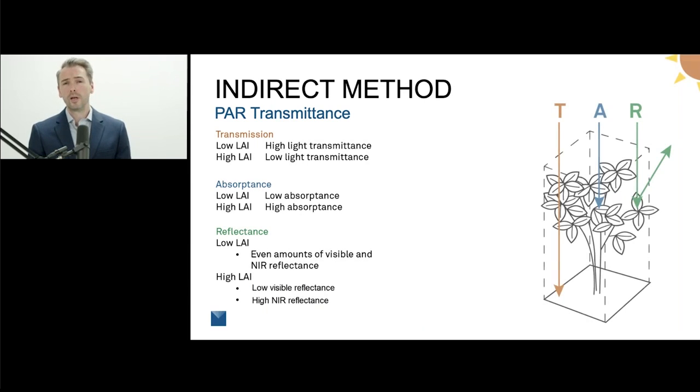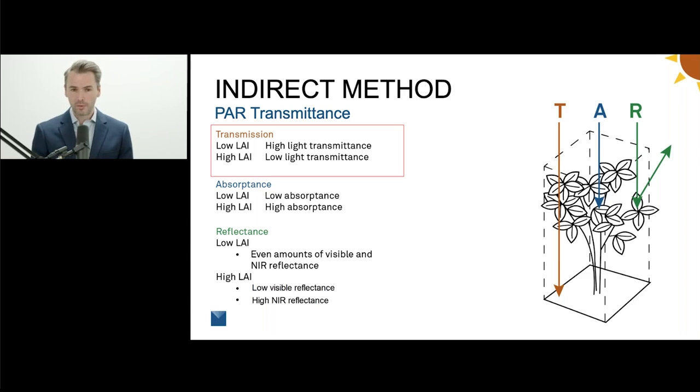Okay, so hemispherical photography is an example of a below canopy measurement that's using transmitted light, but I want to talk specifically about another method that you use below canopy that, rather than looking at an image, is using a measurement of the transmitted light directly. So we're going to talk about this technique called PAR Transmittance.